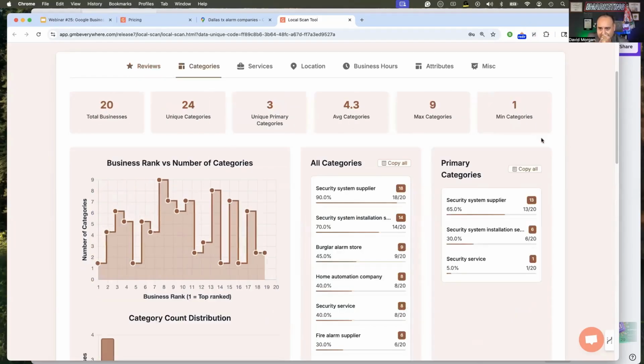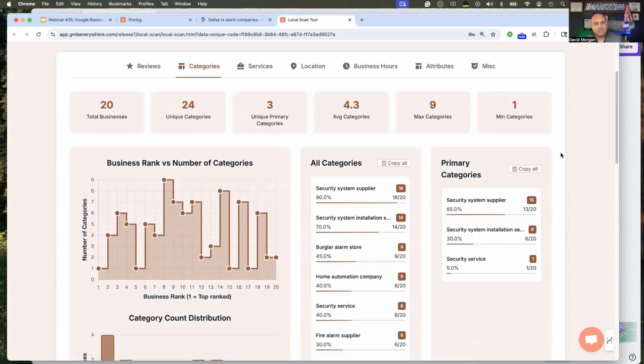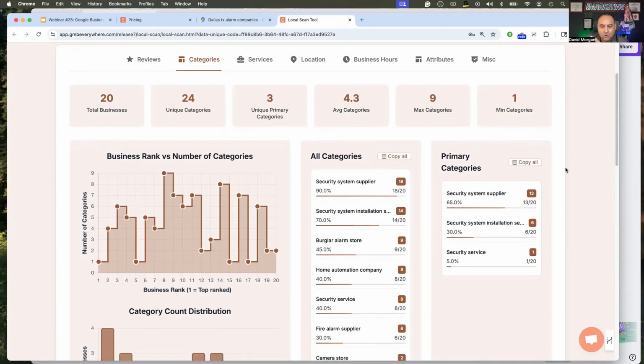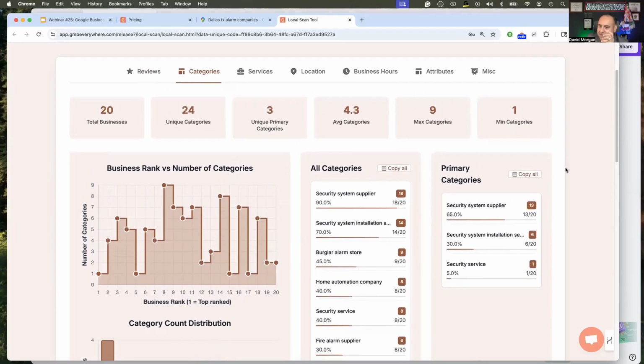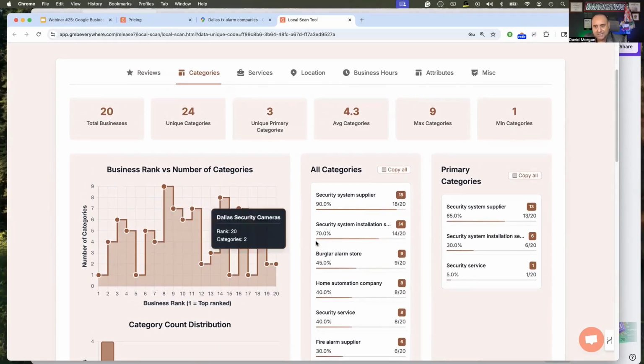So let's talk about the categories. Remember, I talked about categories a couple of minutes ago. Google Business Profile will allow us to have the primary category and then secondary categories, and I emphasize categories, as in plural. Now, if you want to know which categories they are, let's talk about the averages, and I'm going to dive deep into this because I think this is really helpful.